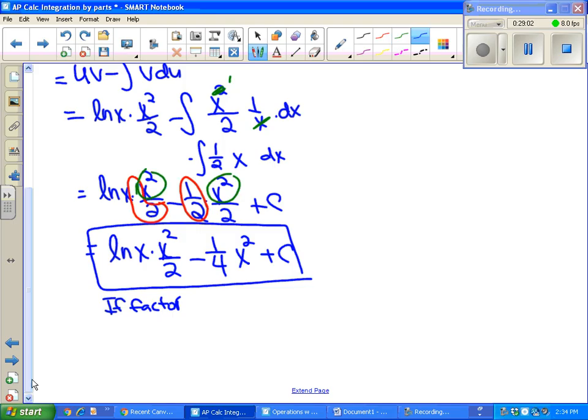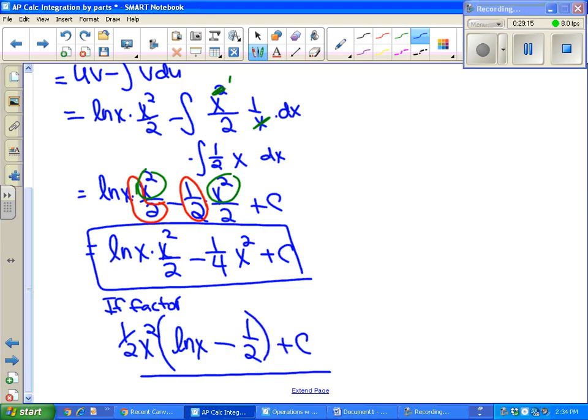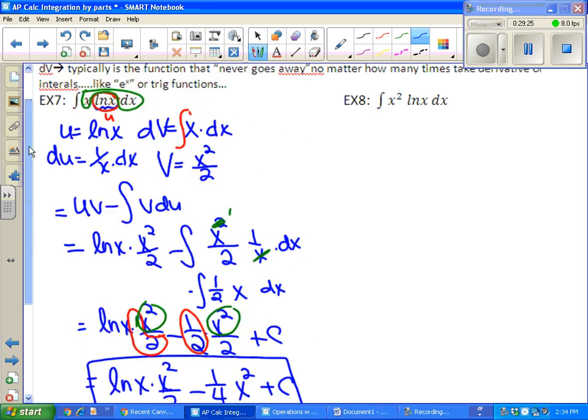And I can imagine a 1 up there. So I would have 1/2 x squared, and what would be left? 1/2 x squared would leave me with natural log of x minus 1/2, plus c. Same answer. I just want you to know if sometimes you have a multiple choice answer, I always know how to go a little farther and look for it. Okay, hopefully that looks good.